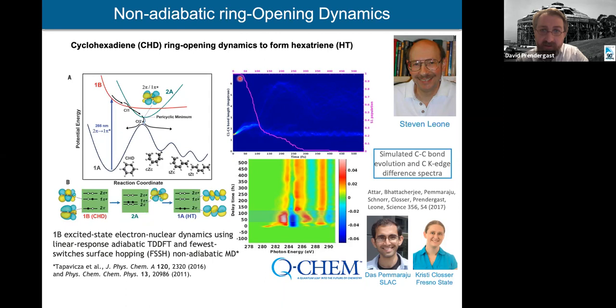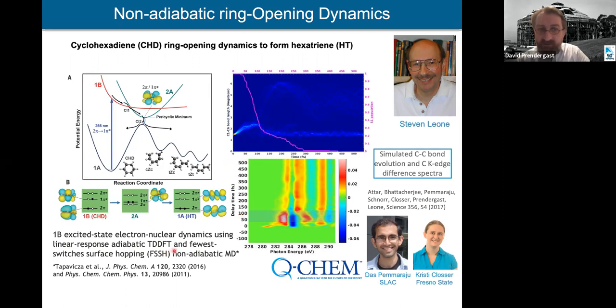And then also looking at populations of different states that define a simulation of the spectrum here as a function of energy and a function of time. So these are different peaks in the spectrum changing in this very fast time regime below 100 femtoseconds.